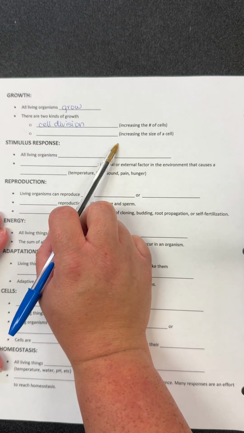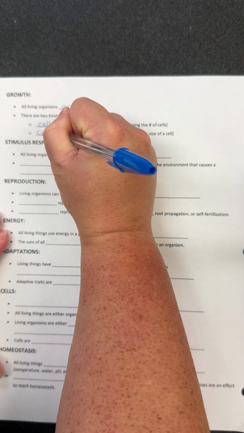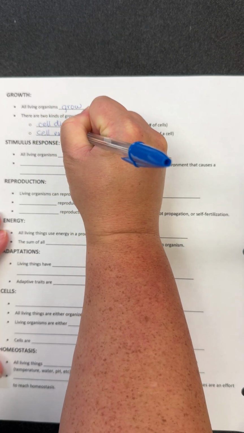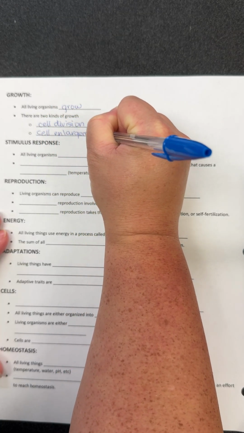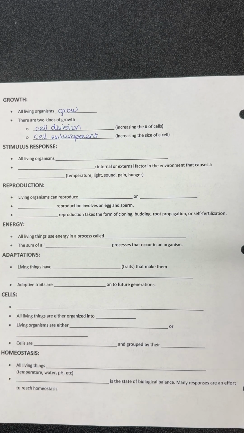But then also, we're talking about cell enlargement here, where some cells are not going to divide and they are just going to keep getting bigger and bigger. And that's what growth can look like for them.